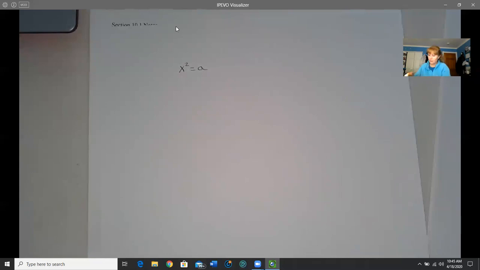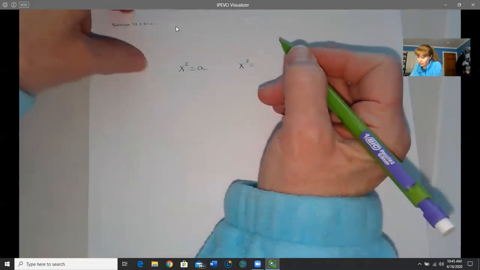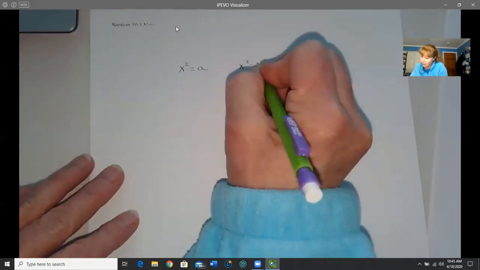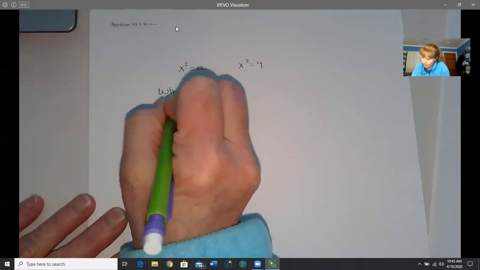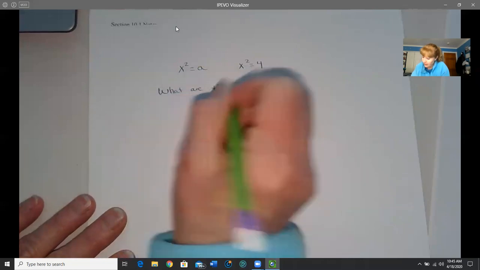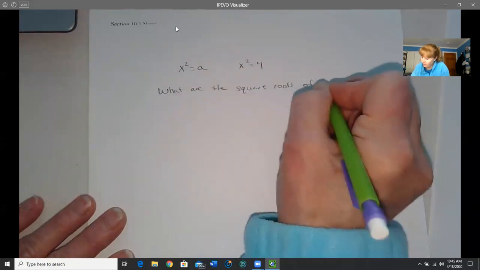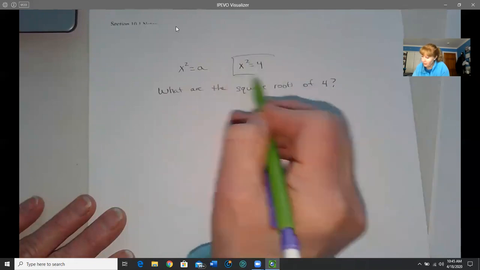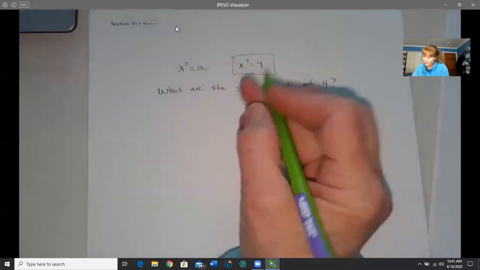Now, let's do an example. For instance, if I had x squared equals 4. What are the square roots of 4? They're asking you to solve that equation. What are the x's that you can put in? Well, a lot of you say, well, 2, because 2 squared is 4. So a solution to this equation is 2.